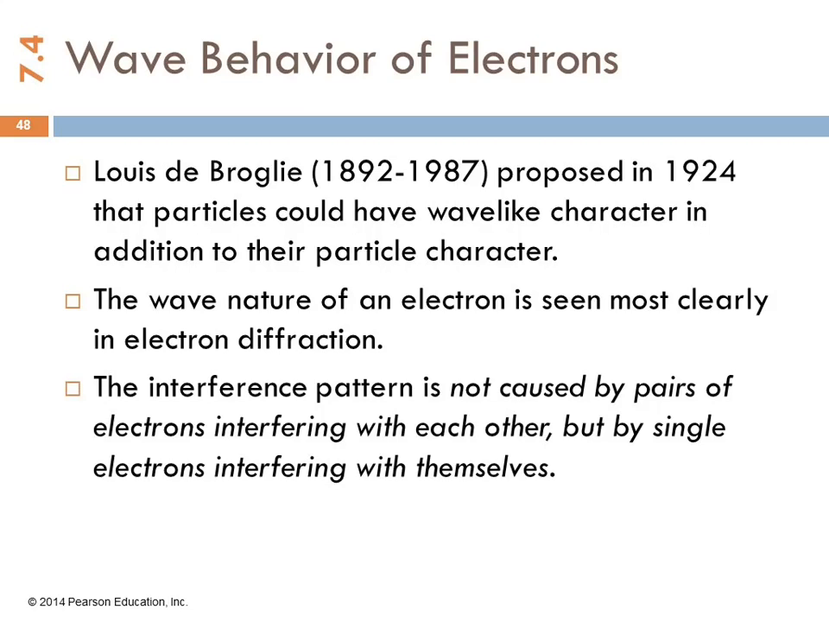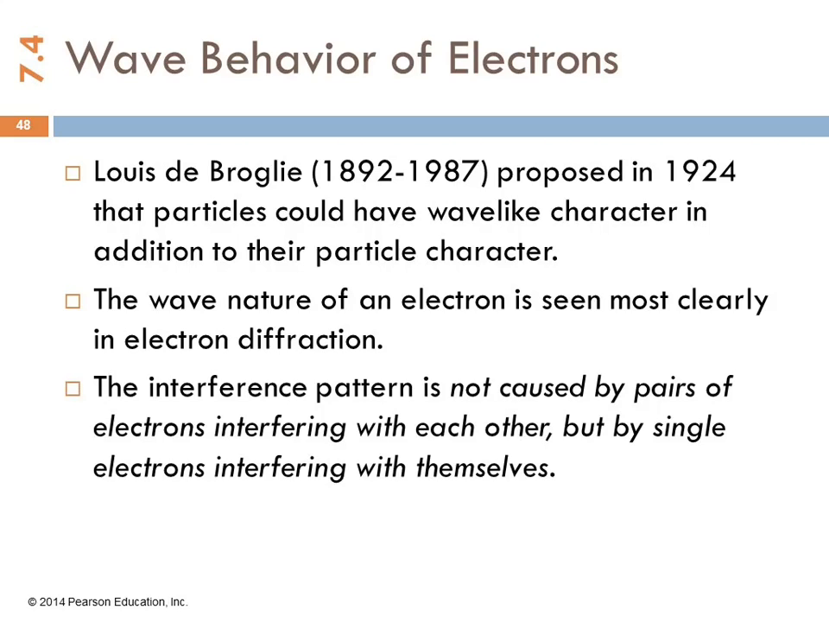But the Bohr model is a lot like the solar system, and we like the Bohr model because we can kind of visualize that. Okay, and then we talked about light and energy, and we talked about properties of waves. So back in 1924, Louis de Broglie proposed that particles could have wave-like character in addition to their particle character. And this is most clearly seen with the electron when we do electron diffraction. We'll look at an illustration in a minute.